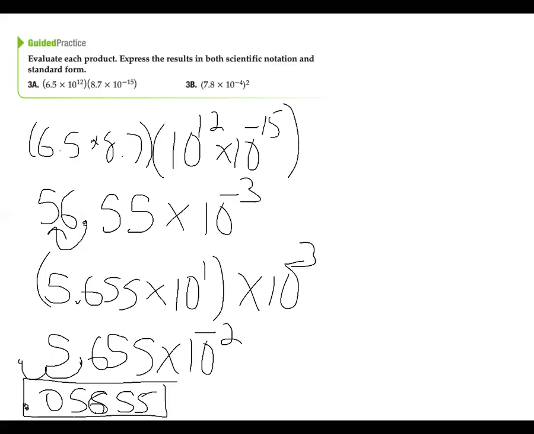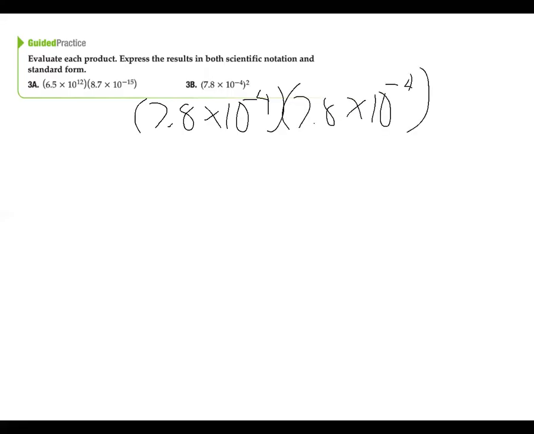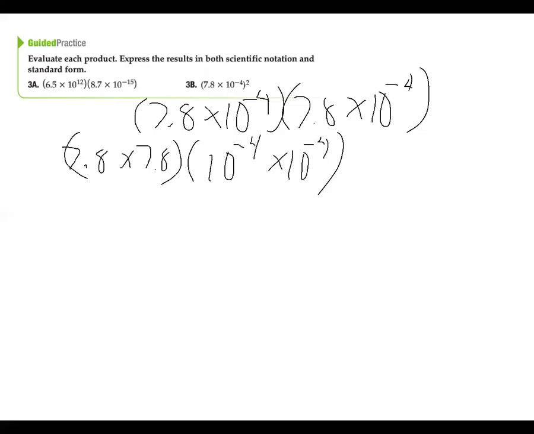All right, the next one is 7.8 times 10 to the negative 4th squared. I would write that as 7.8 times 10 to the negative 4th times 7.8 times 10 to the negative 4th, like that. Then you could regroup 7.8 times 7.8, 10 to the negative 4th times 10 to the negative 4th. So 7.8 times itself is going to give you 60.84 times 10 to the negative 8.